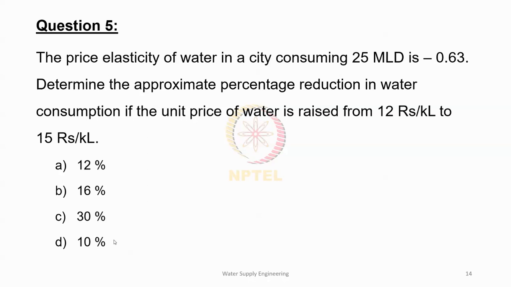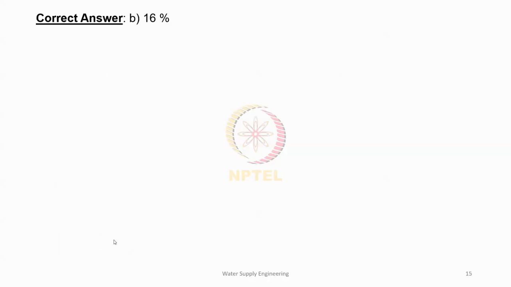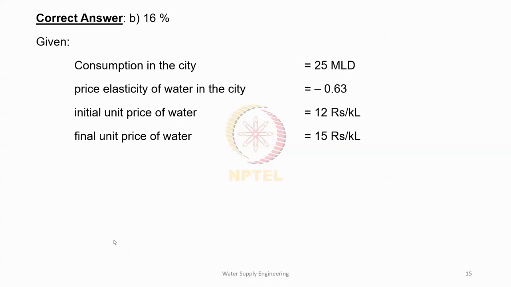Okay, so I have got the answer as option B. Yes, the correct answer is option B. So here we are given that the average consumption in the city is 25 million liter per day. Price elasticity of water in the city is minus 0.63. Initial unit price of water is 12 rupees per kiloliter and final unit price of water is 15 rupees per kiloliter.